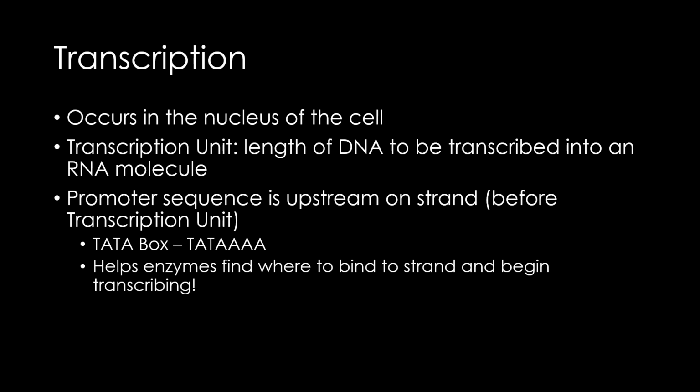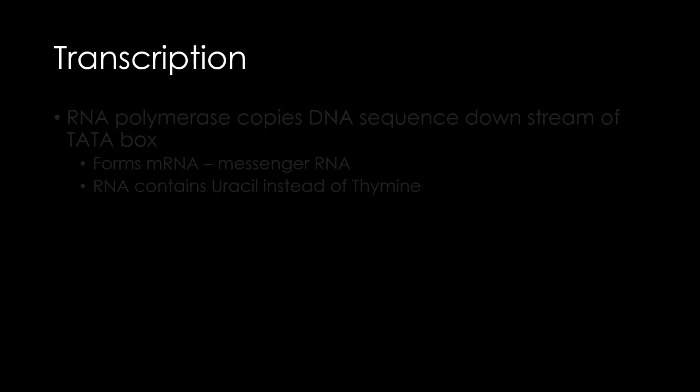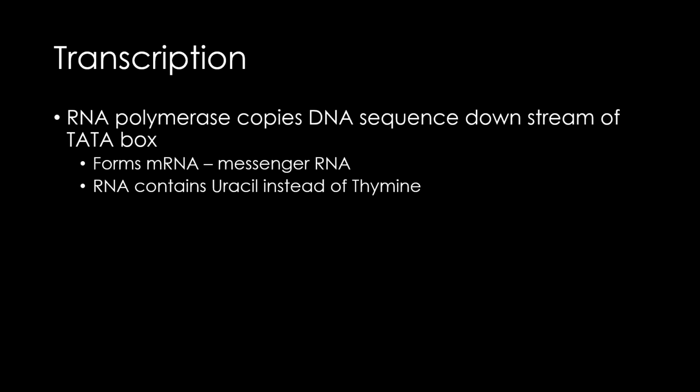Usually, the promoter box is called the TATA box because it is a sequence of DNA nucleotides TA, TA, AA, AA. Enzymes will identify this sequence and bind to the strand and begin transcribing from there. RNA polymerase is the enzyme that identifies the sequence and transcribes the DNA. It copies the DNA downstream of that TATA box.